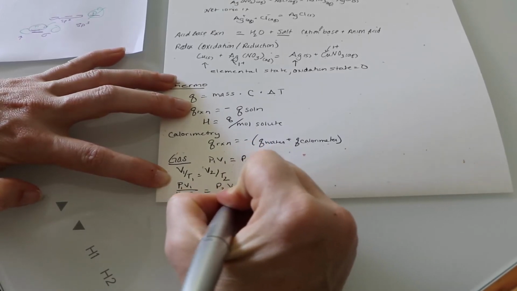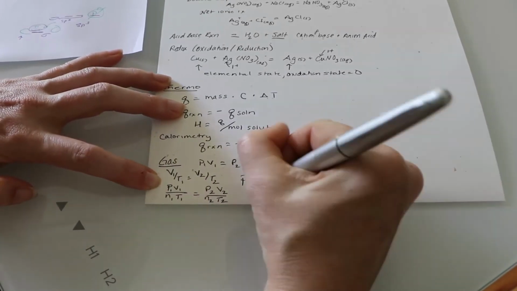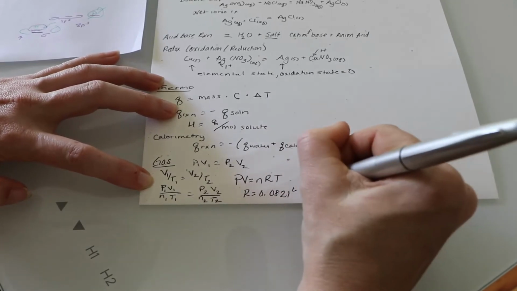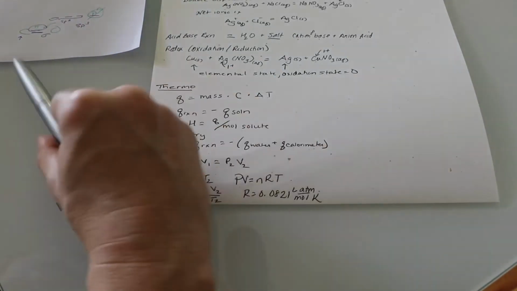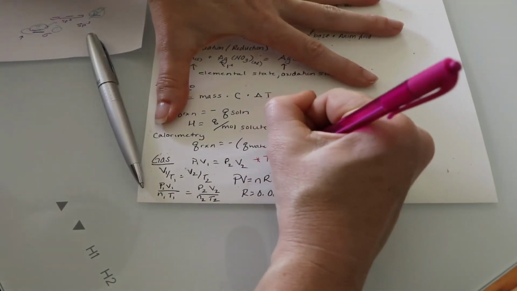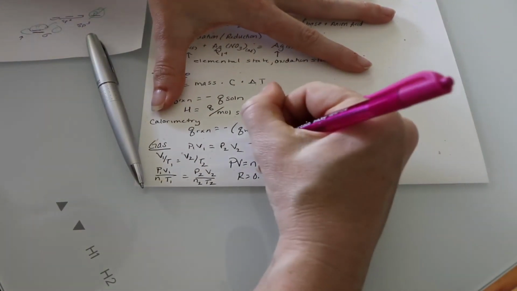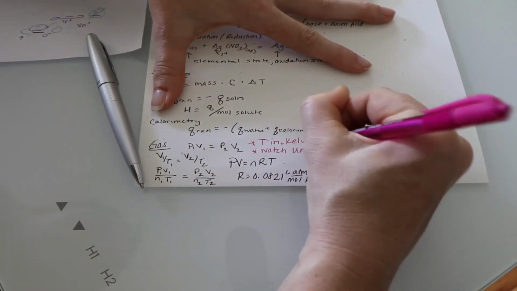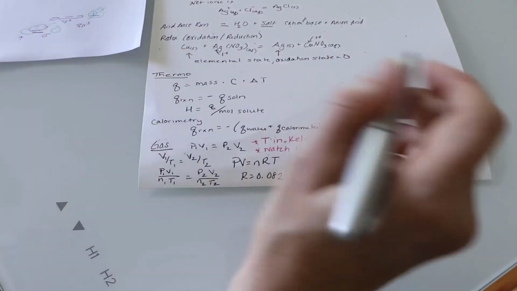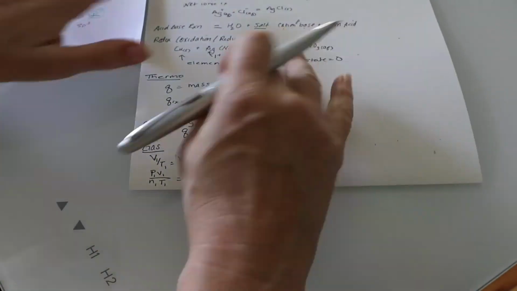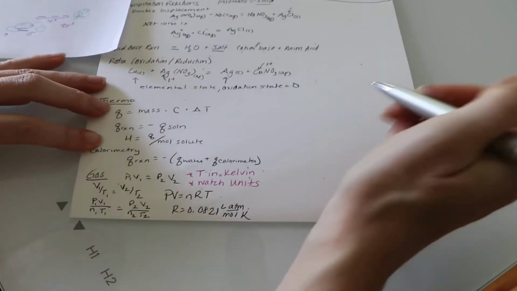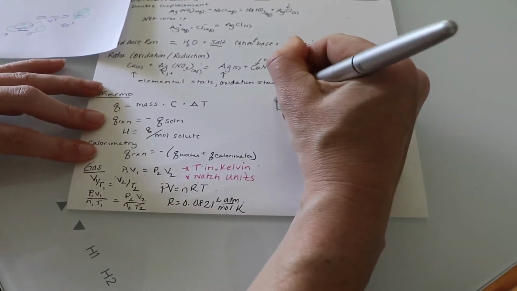So now I have Boyle's law for gas laws, Boyle's law, Charles' law, and then the combined gas law, and then, of course, the ideal gas law with the R value. R is your constant. It is important to remember that T must be in Kelvin, and you need to watch the units. Also, you might want to write down the conversion. 760 torr, or millimeters of mercury, is 1 atmosphere.